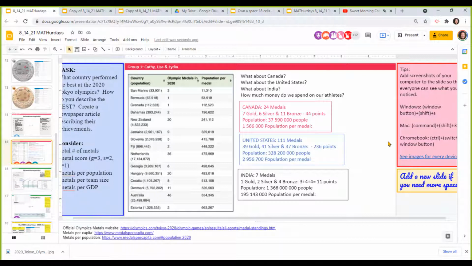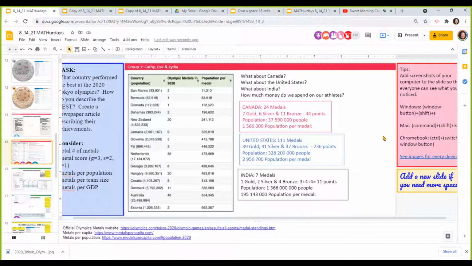And so we looked at the population in each of the countries, the number of medals, the points, and then also the ratio for population per medal. So Canada is our top country. They have 1.5 million people, 1 medal for about a million, 1.5 million people. The US has 1 medal for almost 3 million. And India is 1 medal for 195 million people.